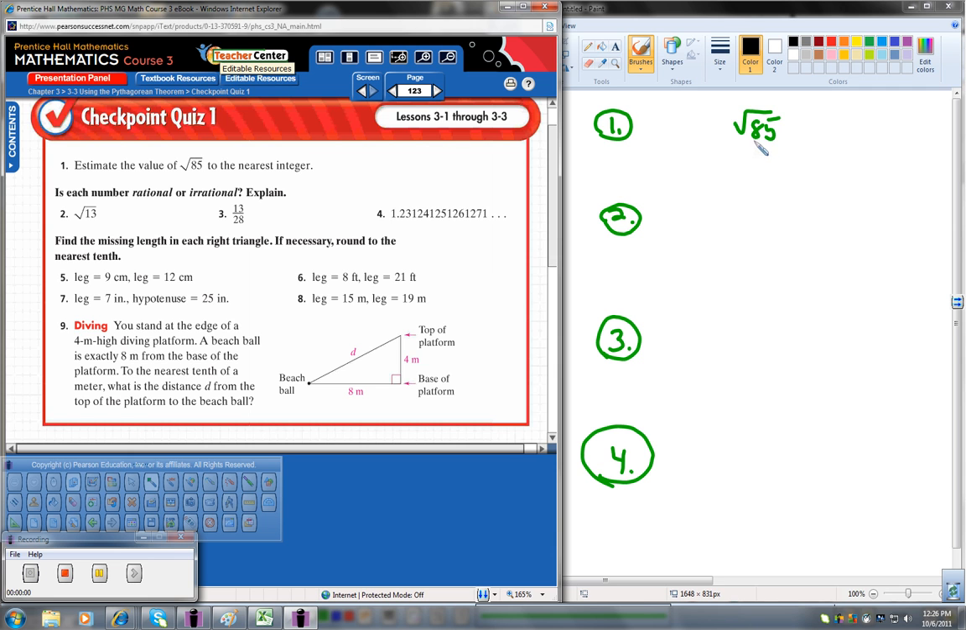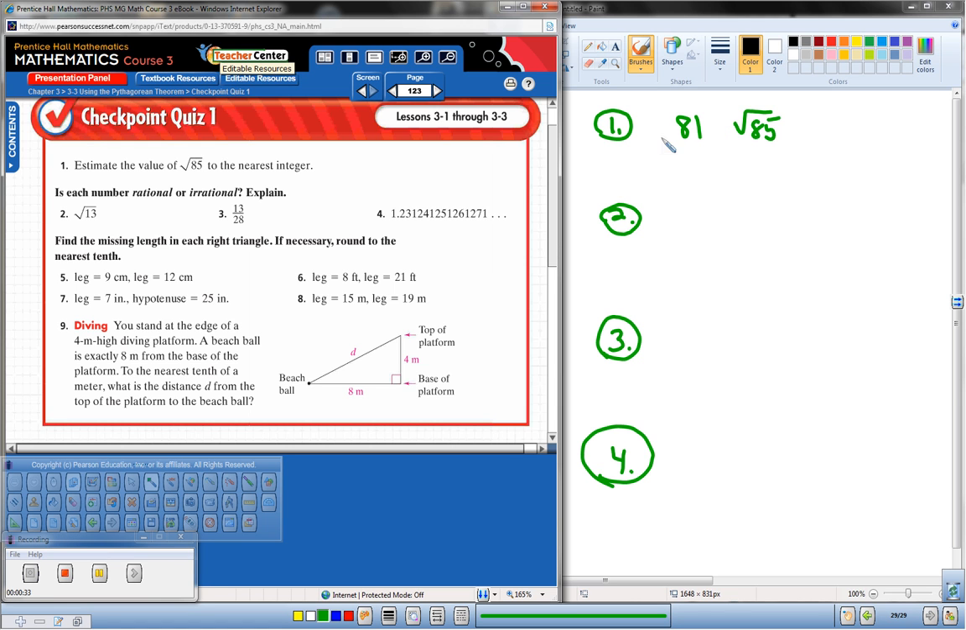I know that 85 is not a perfect square, but I know there are two perfect squares that surround it, 81 and 100. And the square root of 81 is 9, and the square root of 100 is 10. Since 85 is a lot closer to 81 than it is to 100, I would say 9 is the best estimate of the square root of 85.